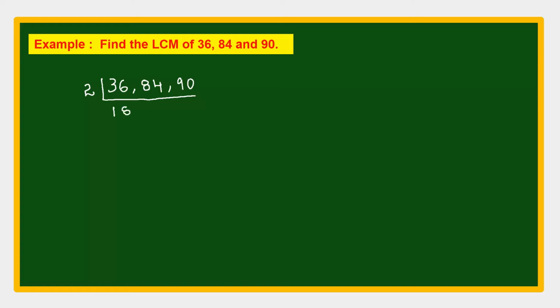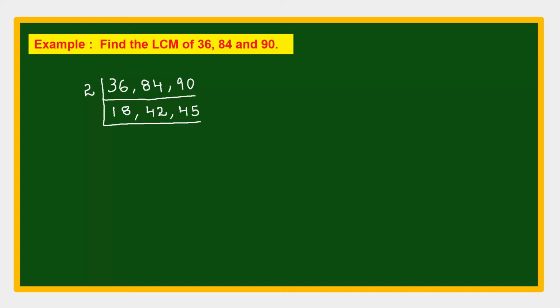2 18 is the quotient. 2 4 is 8, 2 2 is 2, 42 is the quotient. Next, 2 4 is 8, 2 5 is 10, 2 2 is 2, 45. Right. Again, we can divide 18, 42 and 45 with the same number if divisible, or with another least prime number.